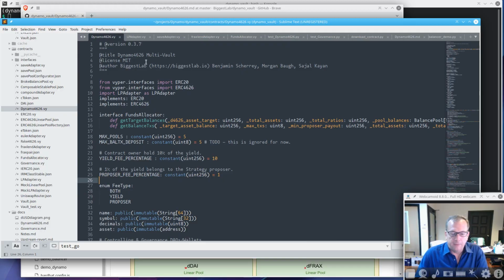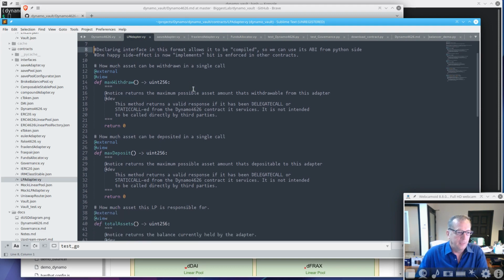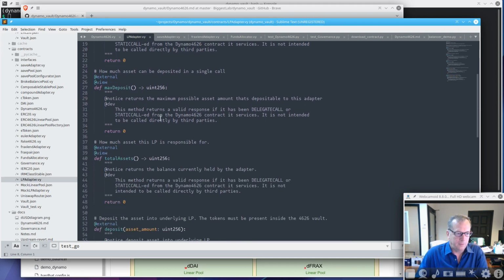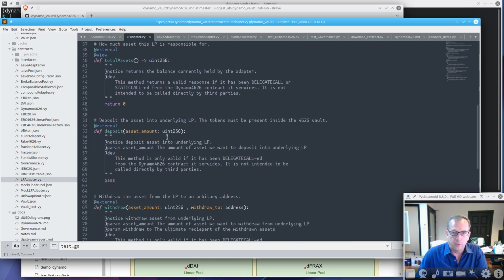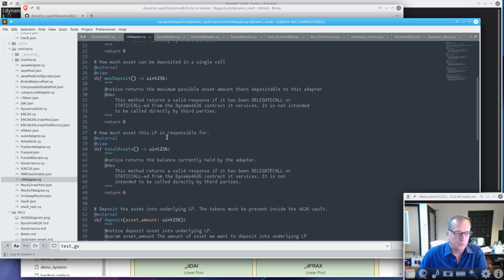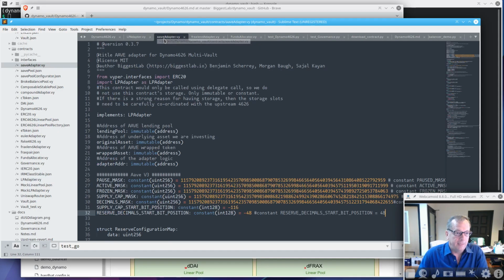We were talking about the upgradable aspects of it. For each LP, there is an instance of this virtual interface, which is the LP adapter, which supports max withdrawal, things that 4626 needs to support moving funds in and out of it. So 1, 2, 3, 4, 5 APIs is all that's necessary. And so this is mapping to these non-4626 LPs, like in this case Aave and Fraxlend.